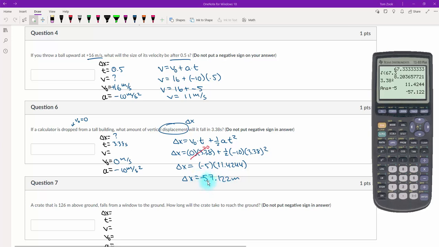So that's how many meters it's fallen down. Negative sign means the measurement is downward. In this particular quiz question, you would just drop the negative because I want the amount. But on an exam, that'd be the best answer to have.